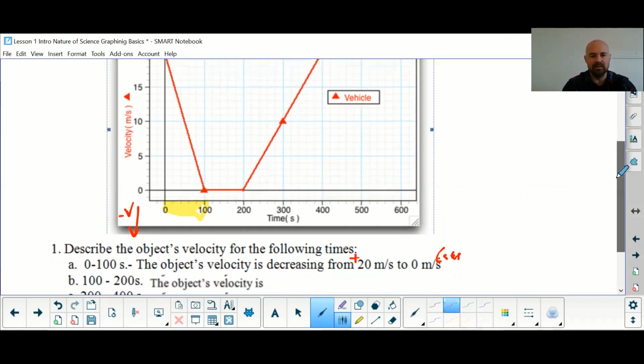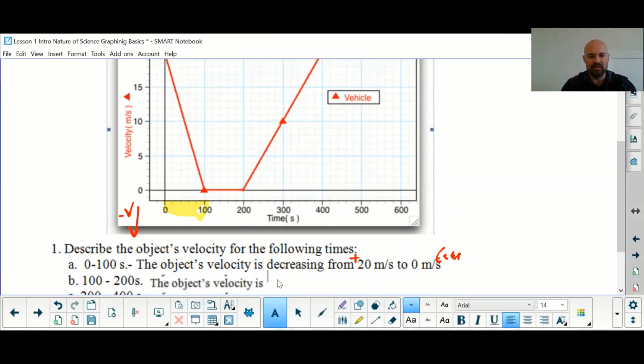Let's look at 100 to 200. I've already started the stem here, starting the answer. The object's velocity is, and we're just going to talk about what is happening to this line. This line is remaining constant at 0 meters per second. So that line is staying there. If you go over and read the velocity value, it's just staying at 0.